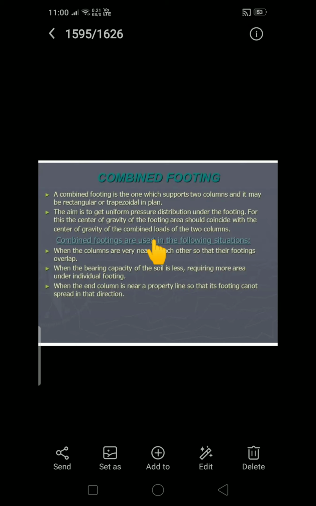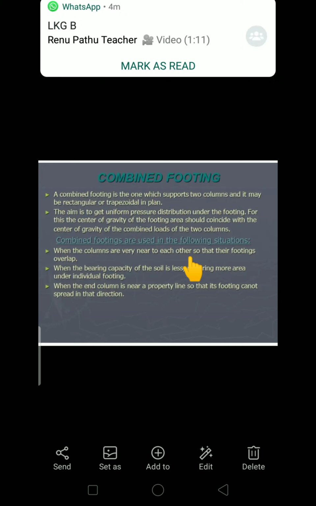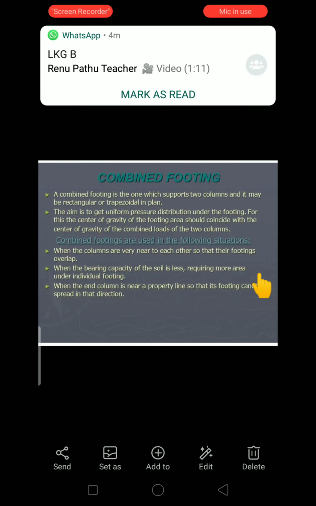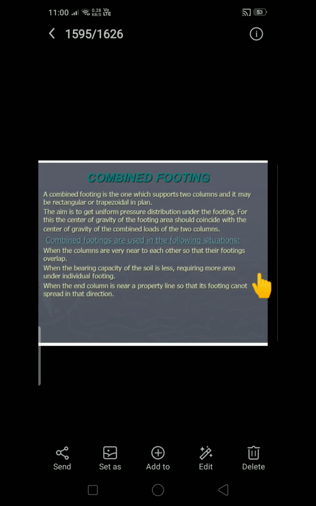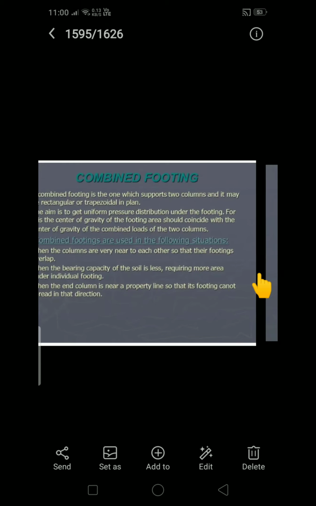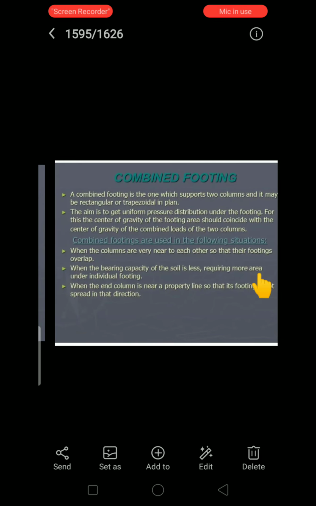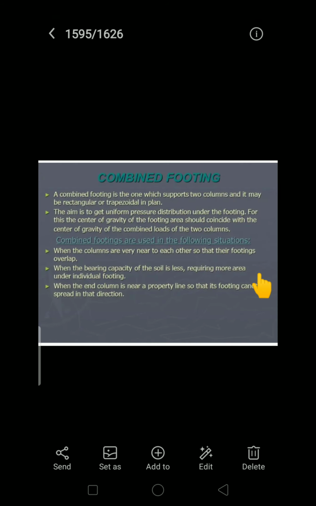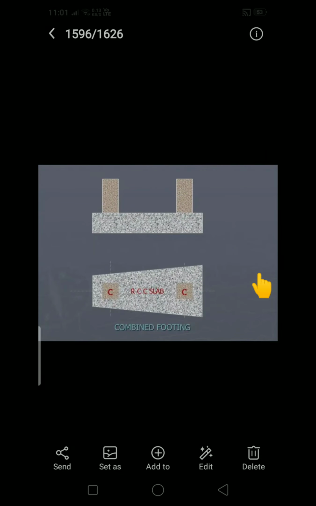For this, the center of gravity of the footing should coincide with the center of gravity of the combined load of the two columns. Combined footings are used in the following situations: when the columns are near each other so that their footings overlap, when the bearing capacity of the soil is less, requiring more area under the individual footing, and when the end column is near a property line so that its footing cannot be spread in that direction.